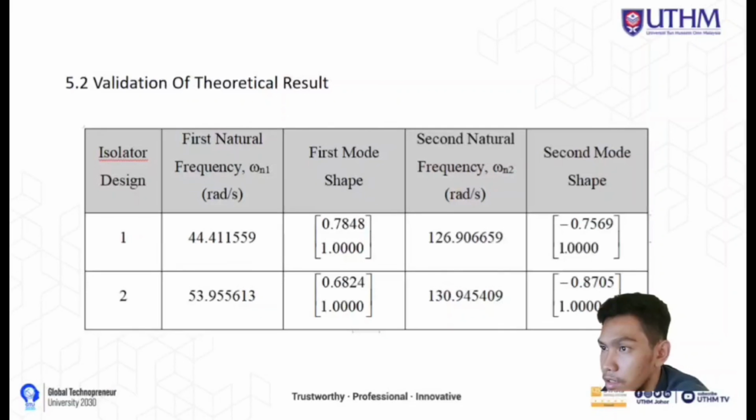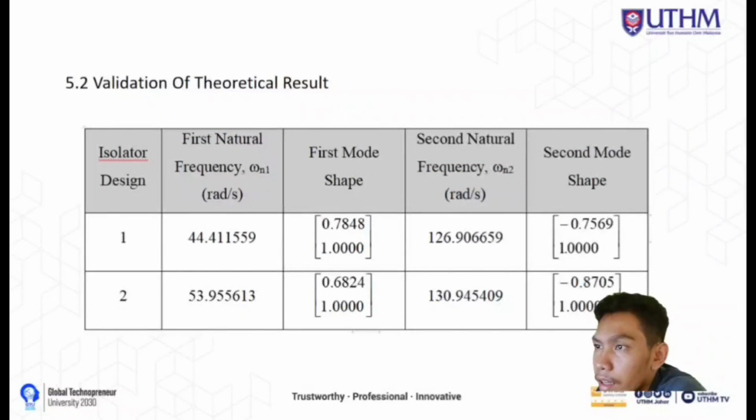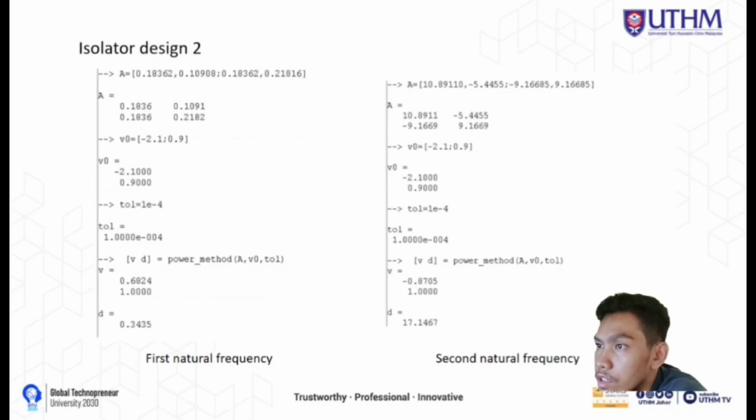And this is 5.2, the validation using theoretical result, and we are using FreeMat. And this is the tabulated data that we got. And this is the screenshot from the FreeMat app for the first natural frequency and the second natural frequency for isolator design 1. And this is for isolator design 2, in which this is the first natural frequency and the right one is the second natural frequency.